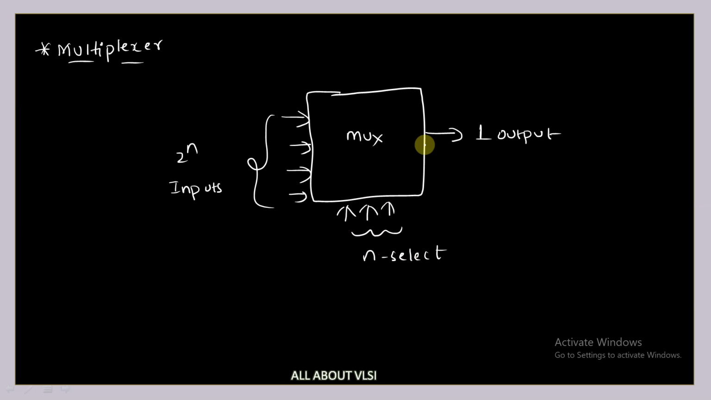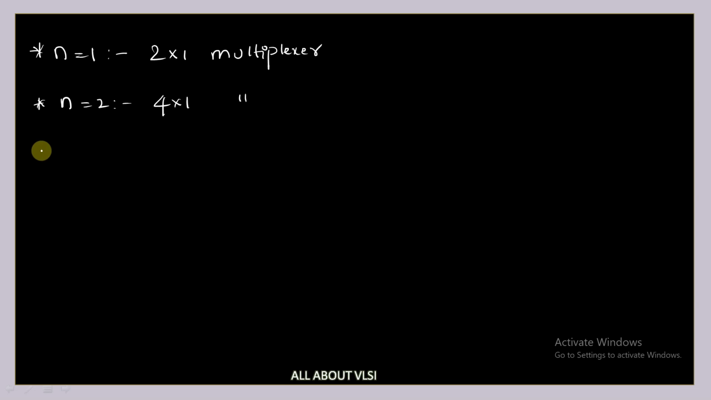So basically, there are different types of multiplexers depending upon the value of n. If the value of n is equal to 1, then the multiplexer is known as a 2 cross 1 multiplexer. And if n is equal to 2, then it is a 4 cross 1 multiplexer. If n is equal to 3, it is an 8 cross 1, and if n is equal to 4, it is a 16 cross 1 multiplexer.